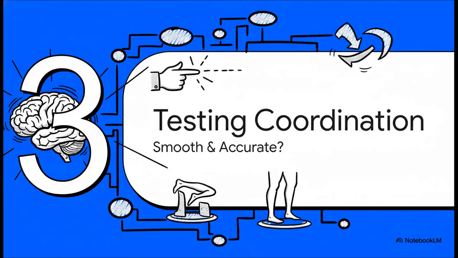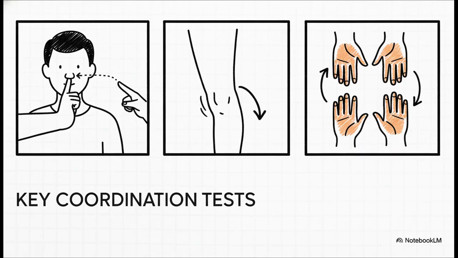All right, next up is coordination. Now, this isn't about raw strength anymore. This is all about the brain's ability to act like a conductor, orchestrating these smooth, fluid, and accurate movements. We're really testing the function of a part of the brain called the cerebellum here. And we test this with some pretty classic maneuvers.